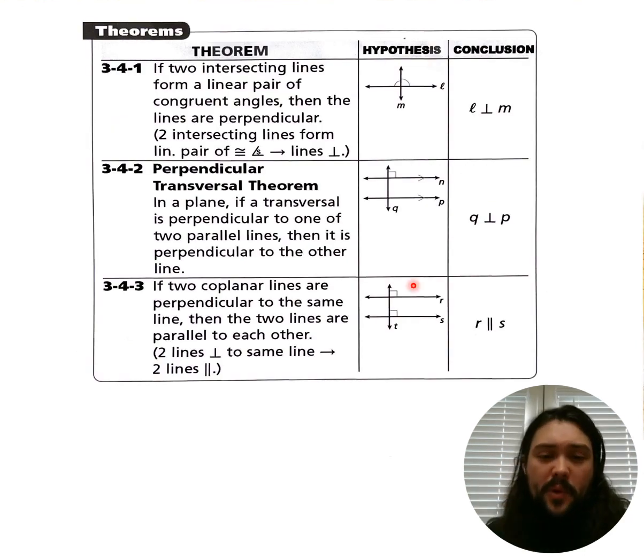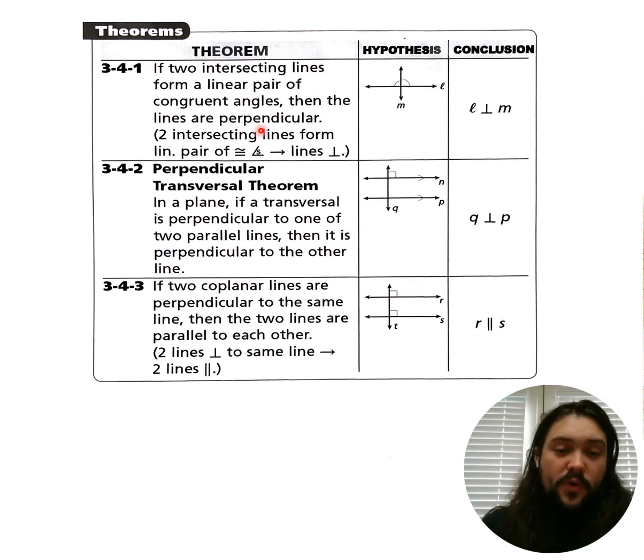All right, let's check out a couple more properties, theorems of perpendiculars. So if 2 intersecting lines form a linear pair of congruent angles, so here's 2 lines, line M, line L, they cross and they form a linear pair, right? Then the lines are perpendicular. So if these form a linear pair, then those lines are perpendicular.